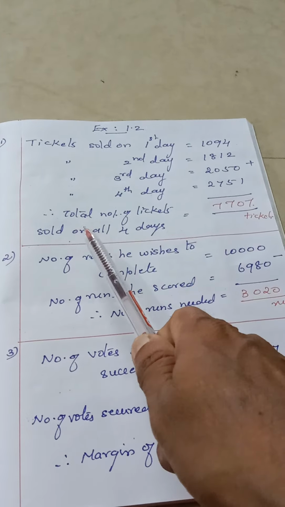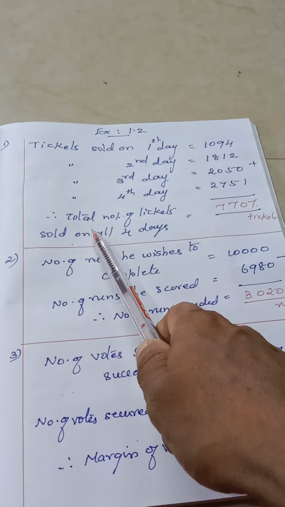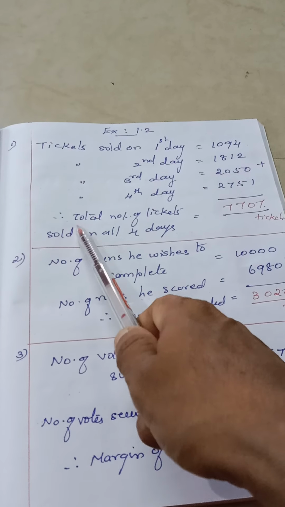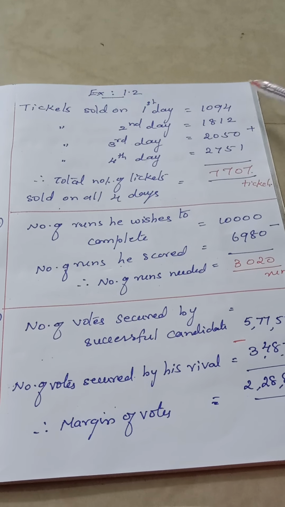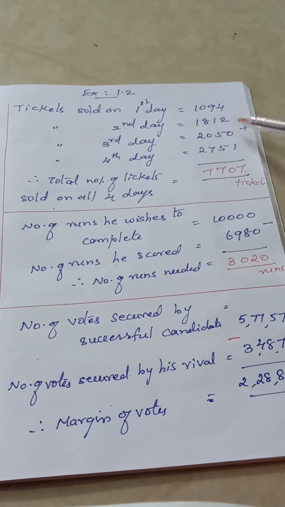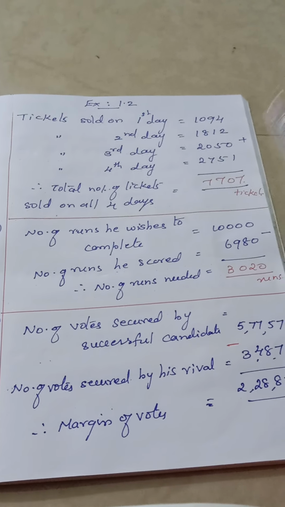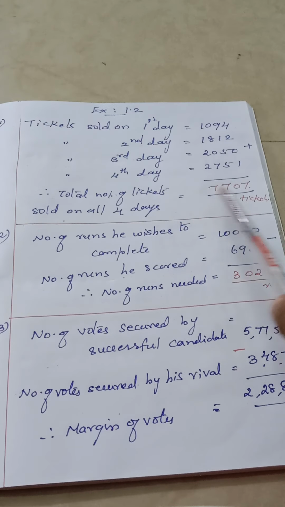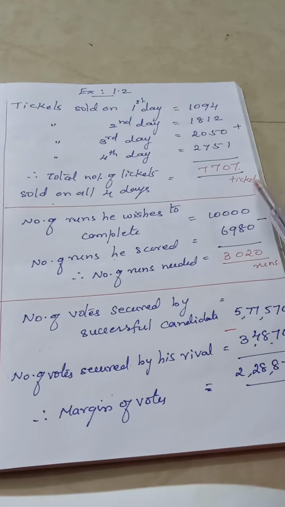If the word given is total or sum, what we need to do is add. Okay, so if they use the word total, it means we want to add everything. So these are the tickets sold on the first day, second day, third day and fourth day. When we add them together, we get 7,707 tickets. So in all the 4 days they sold 7,707 tickets.